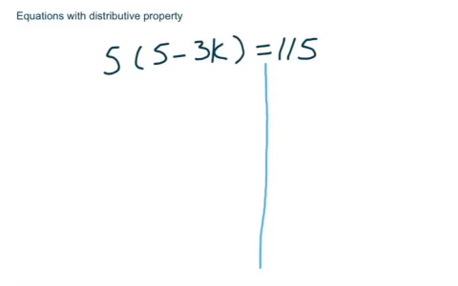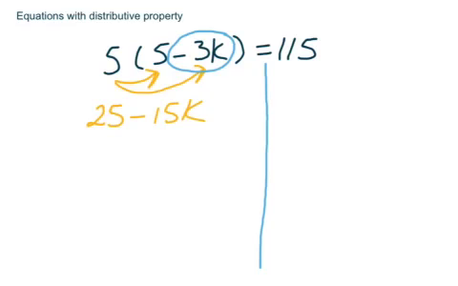And I'm going to go ahead and distribute this. So I've got to multiply all the terms that are inside the parentheses by this 5. So I have 5 times 5, which is 25. And then I have 5 times a negative 3k. I'm just going to take whatever sign is in front of my next term. Remember, subtracting a positive is the same thing as adding a negative number. So 5 times a negative 3k is negative 15k. Still equal to 115.